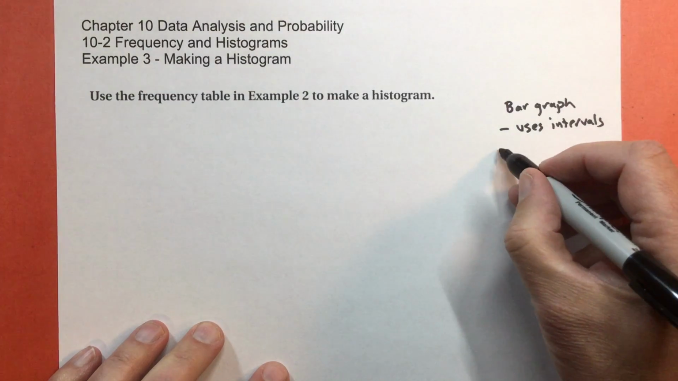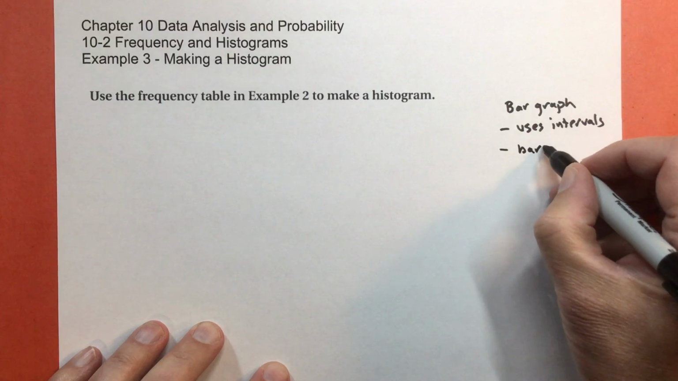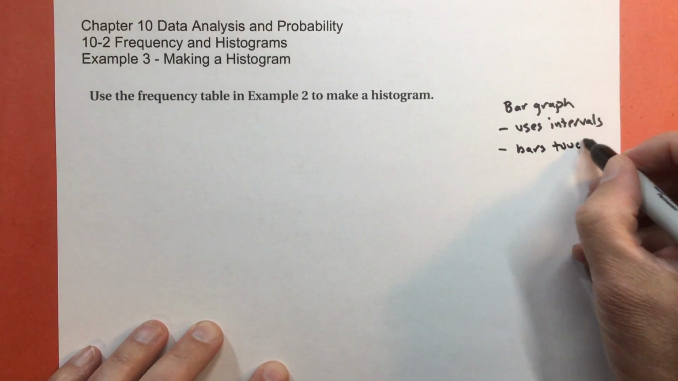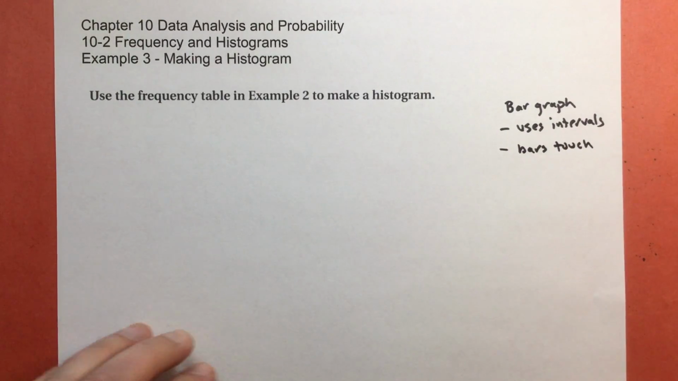And the other thing is that the bars have to touch. So the bars are not going to be separated like you saw in the bar graphs before. In this case, the sides of the bars are going to touch. That means that I actually have to really think about what the graph is going to look like before I draw it.